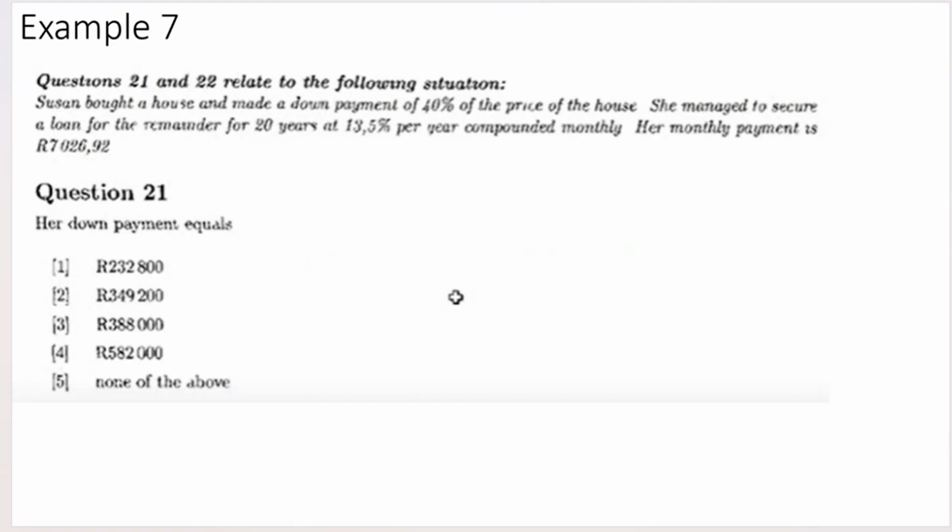Okay, so let us look at this question. This question is saying you've got this lady who has bought a house and made a down payment. I'm interested in these questions of down payments because I've been looking at your exam question papers. There's always a question about a down payment. Susan has bought a house and then made a down payment of 40% of the price of the house. She managed to secure a loan for 20 years at a rate of this, which is compounded monthly. Her monthly payment is this amount. So now we need to find the down payment.